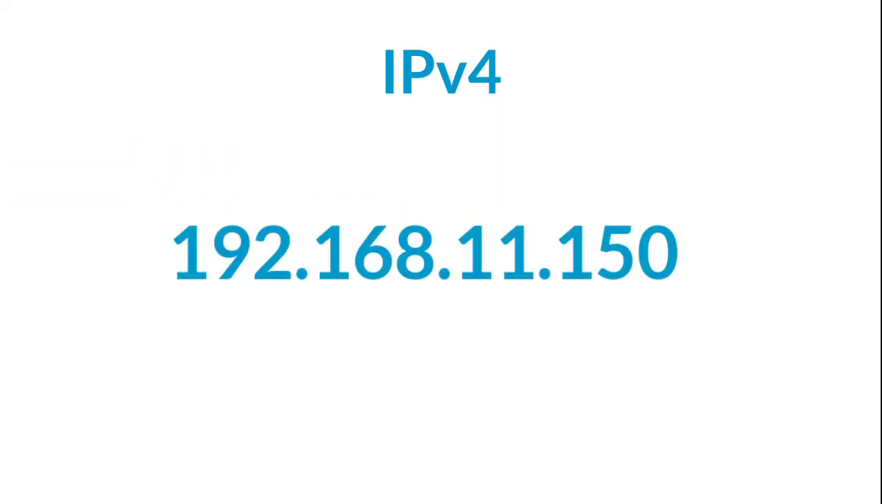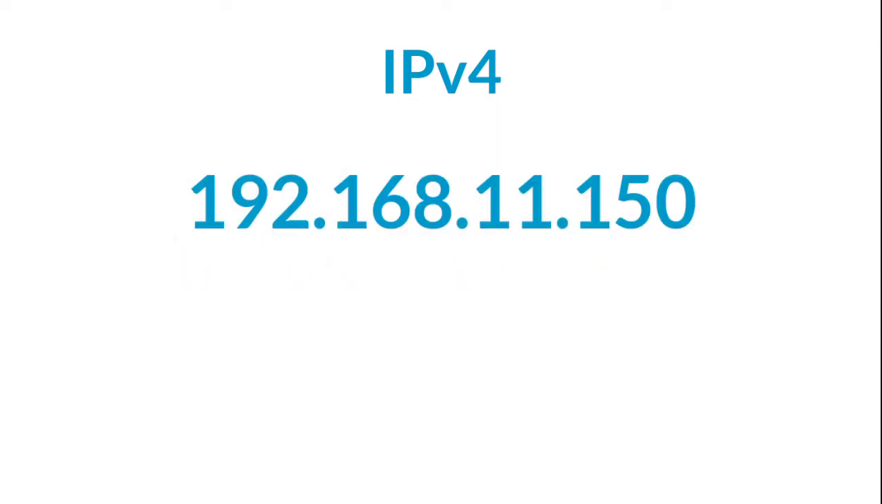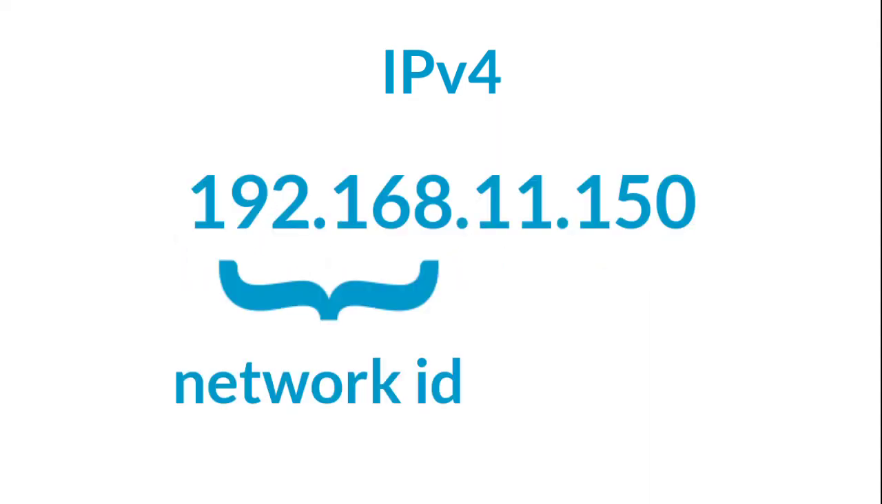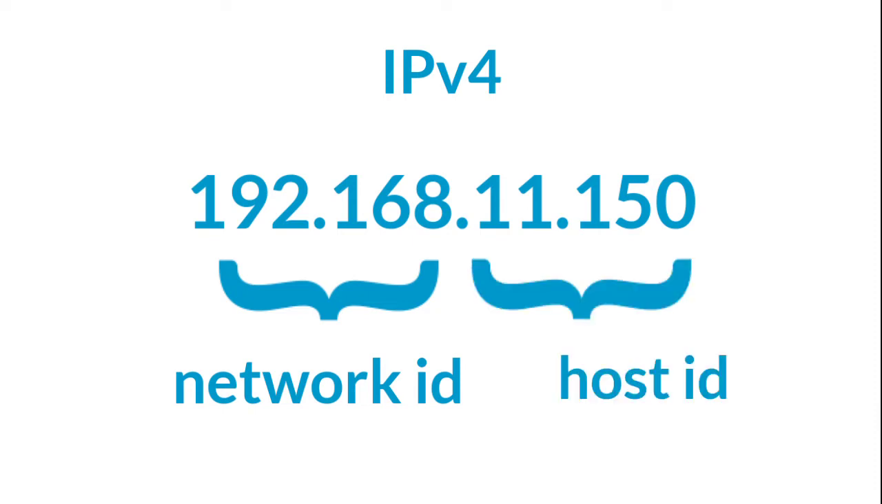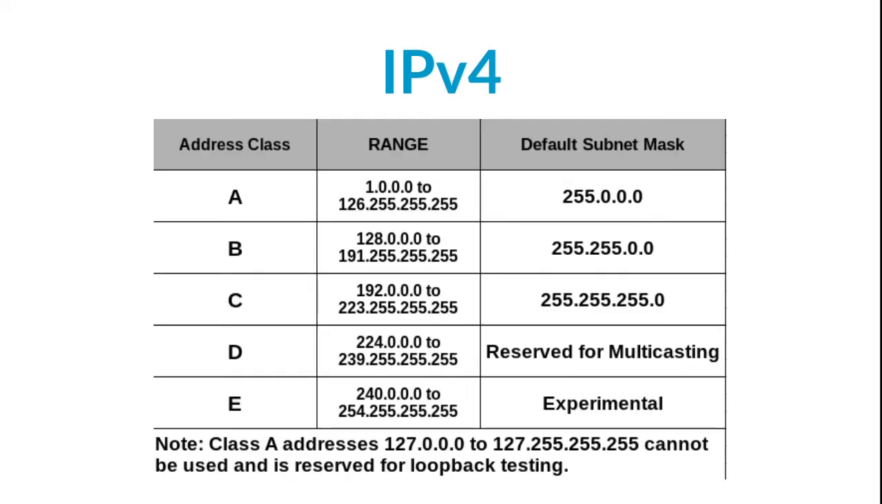IPv4 addresses are represented by 4 decimal numbers, which are separated by dots, where each number takes 8 bits. So the total length of the address comes to 32 bits. The whole address is separated into 2 parts. The first one is the network ID, which identifies the network, and the second one is the host ID, which identifies the host in that specific network.